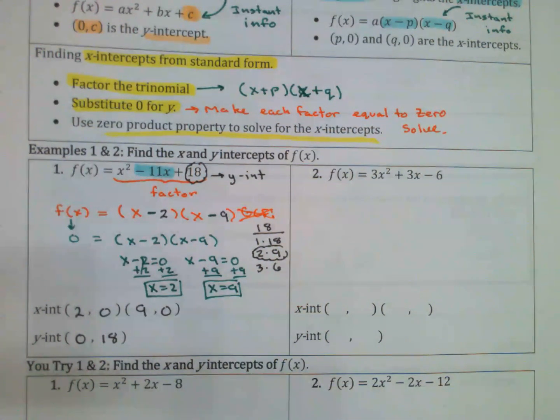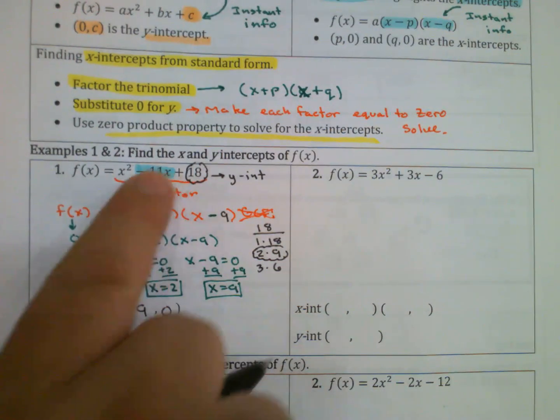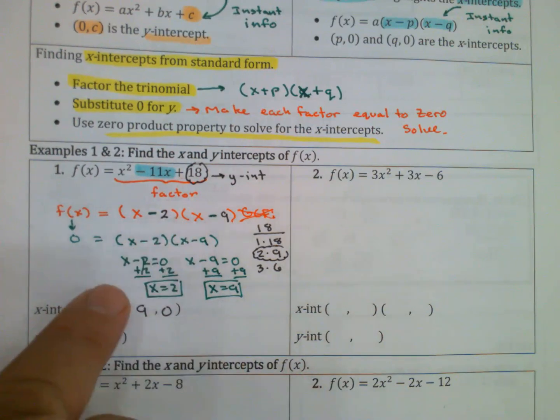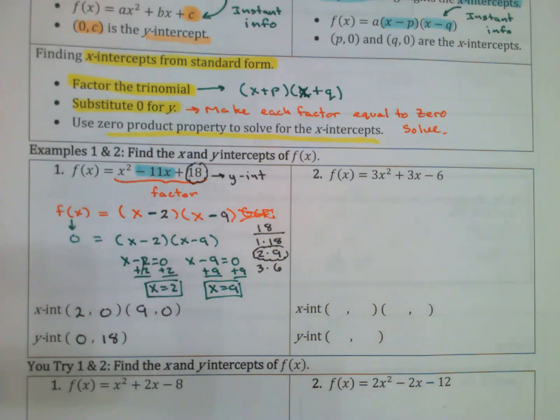That's why we've been factoring. That's why we've been talking about factoring, so that we can turn standard form into intercept form in case I need to find x-intercepts. That's the only way to go with that. So let's try one more. You have some U tries at the bottom.